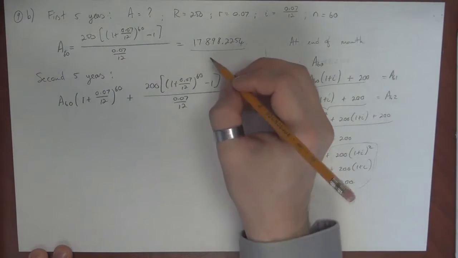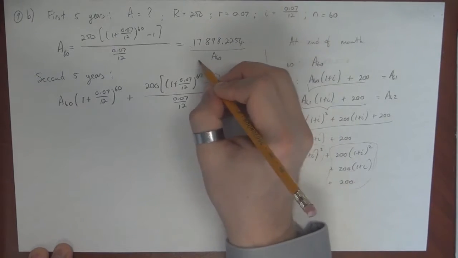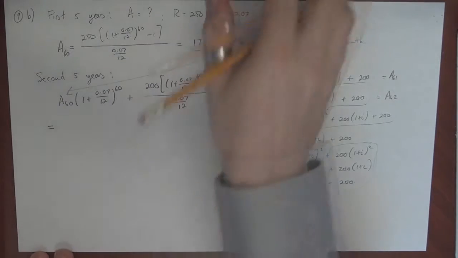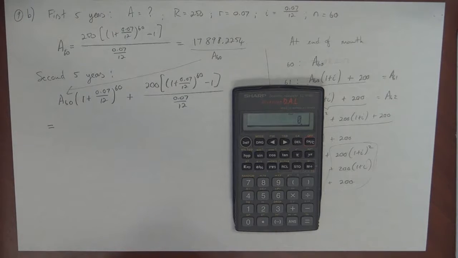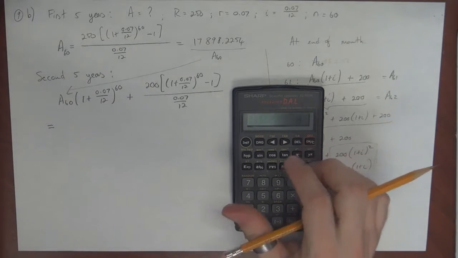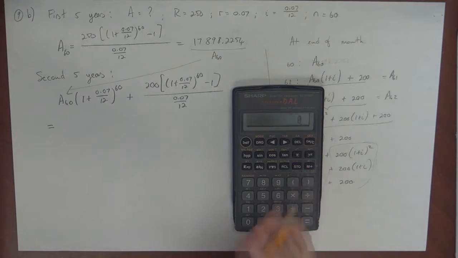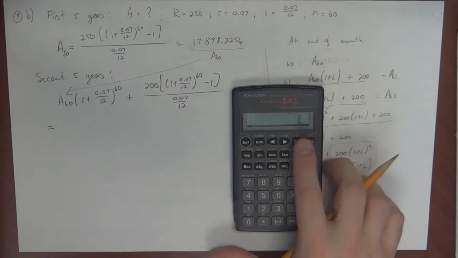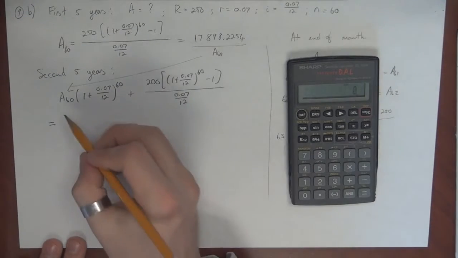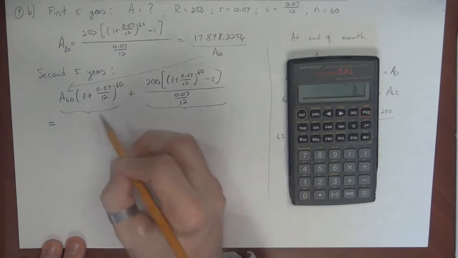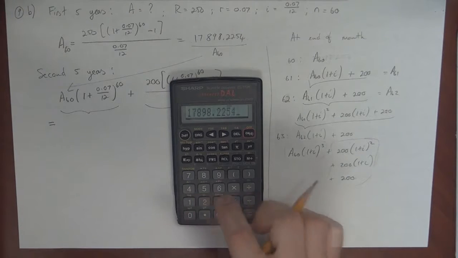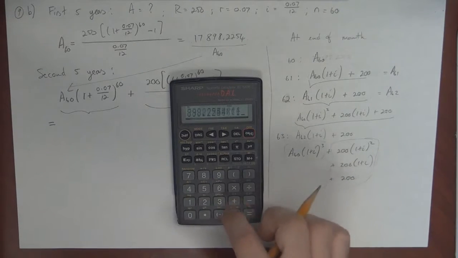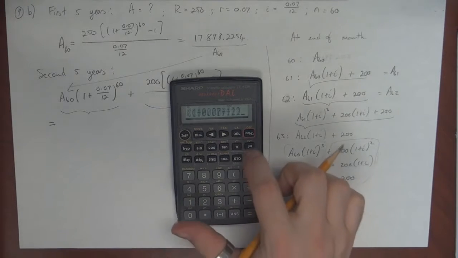So I'll use this number for A60 and put it in there, and let's see what we get. If I look at this and compare it to the previous part A's 43,271, I expect to have less because my payments are reduced. So that tells me if I get a number more than 43,000, I probably did something wrong. If you want, we can do this in two pieces. Let's do the first one. So I have 17,898.2254 times bracket 1 plus 0.07 over 12 bracket to the 60.